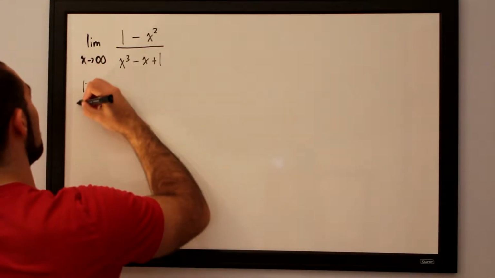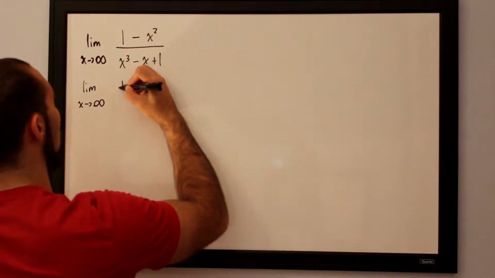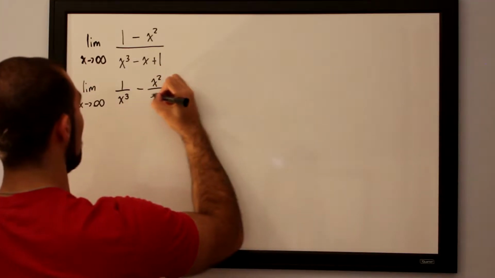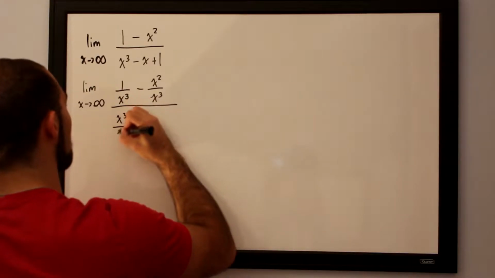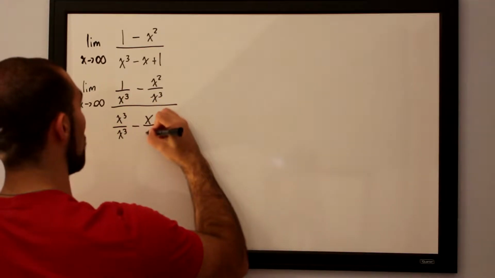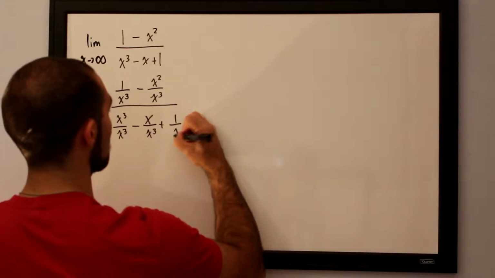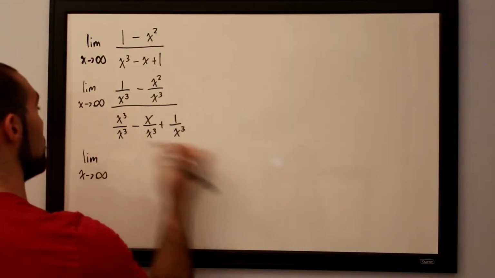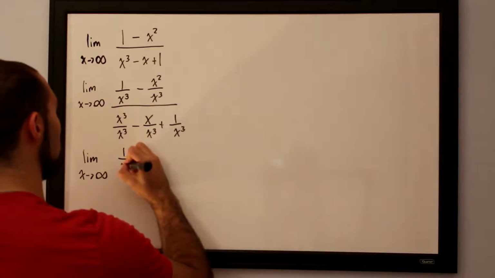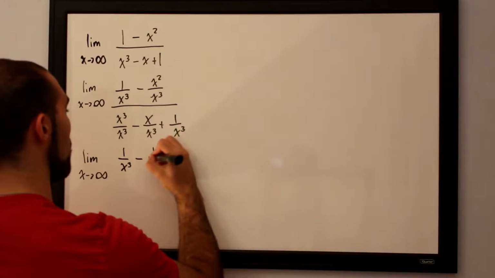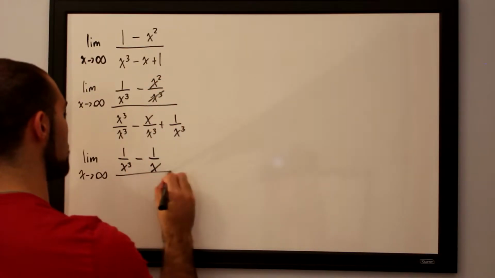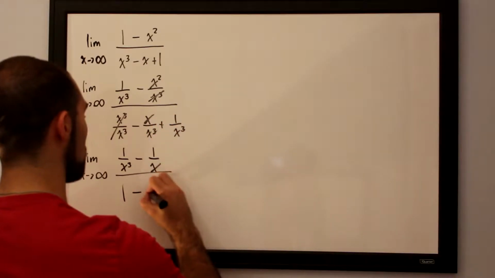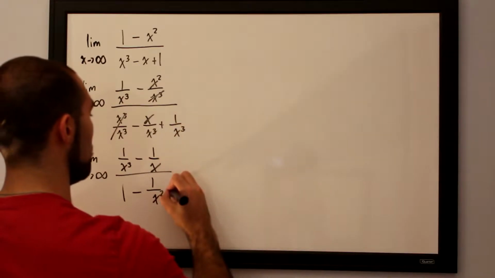where we're going to take the limit as x approaches infinity for (1 over x to the third minus x squared over x to the third) over (x to the third over x to the third minus x over x to the third plus 1 over x to the third). And we can cancel out all of the common factors, so we can rewrite this limit as the limit as x approaches infinity for (1 over x to the third minus 1 over x) over (1 minus 1 over x squared plus 1 over x to the third).